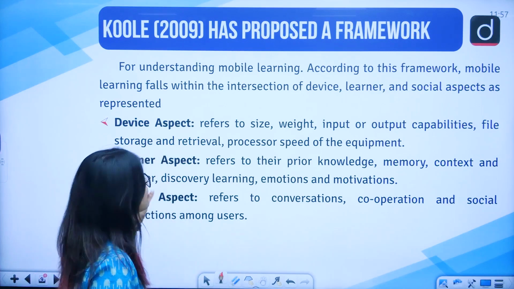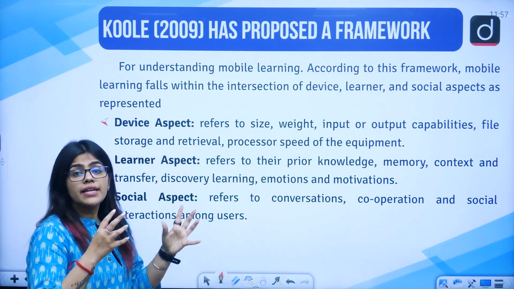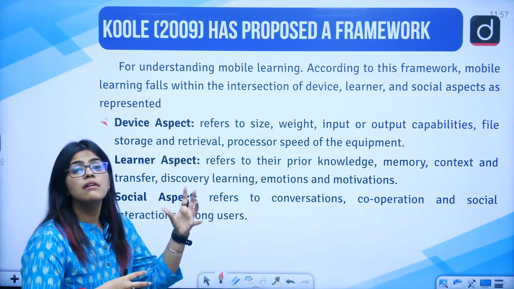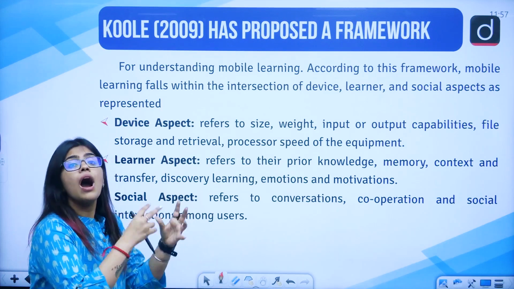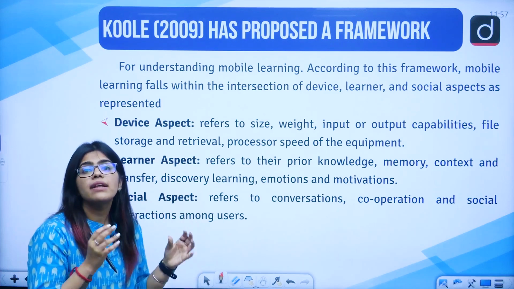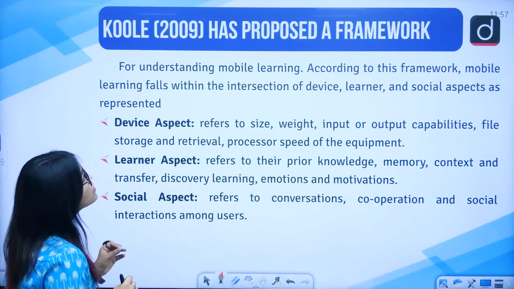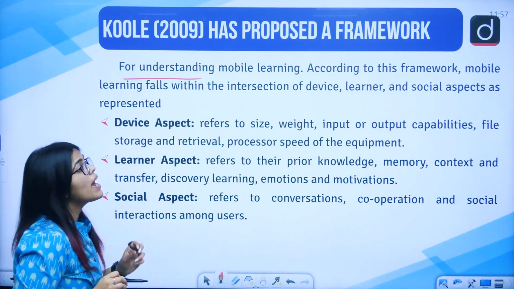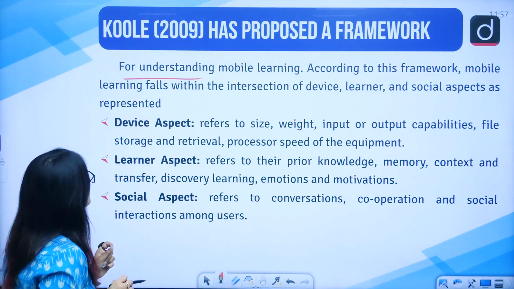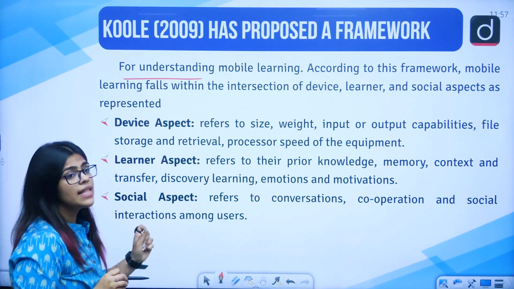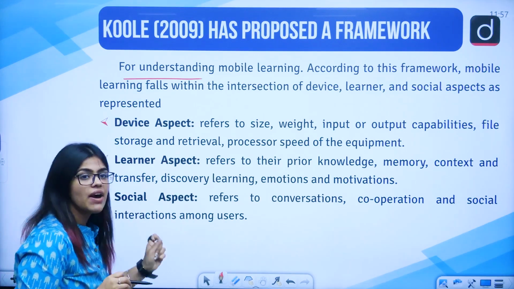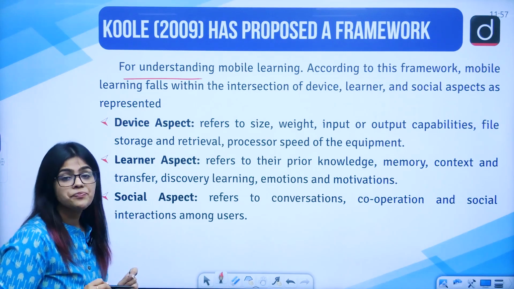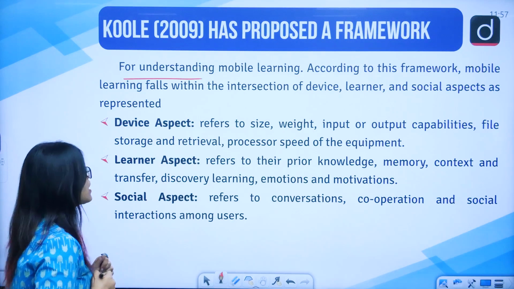So he gave some points that include the social aspects, and he considered the learner aspects also, of how you can do mobile learning. So he talked about the framework of mobile learning. For understanding mobile learning, according to his networking, he said that there are some social aspects, device aspects, and learner aspects that are to be presented. So his theories were somewhat like this.